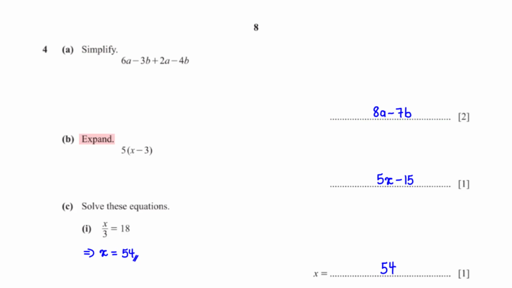Expand 5 times x minus 3. When we expand the brackets, 5 multiplies each element in the brackets, so 5 times x is 5x. 5 times negative 3 is negative 15.